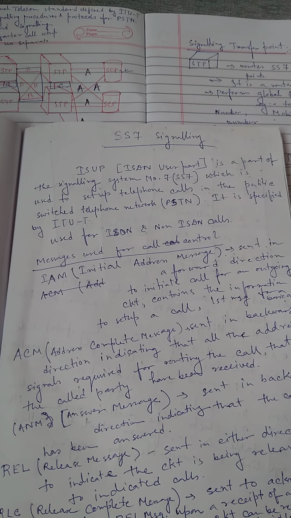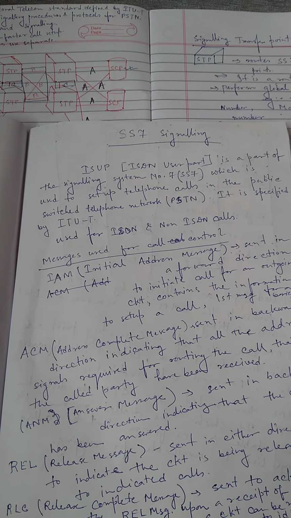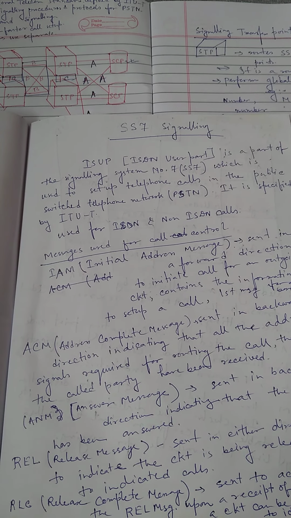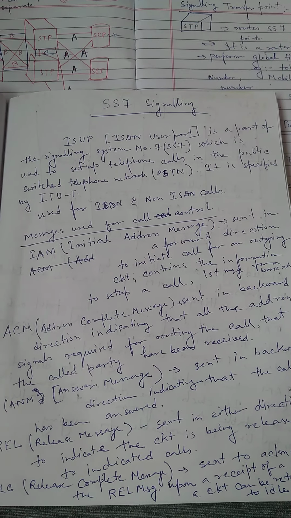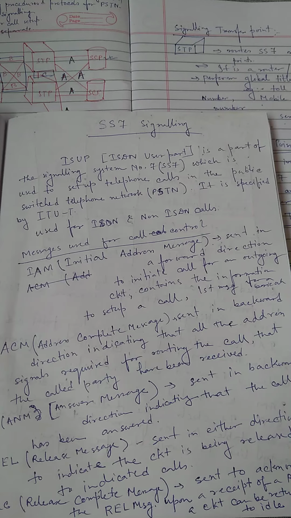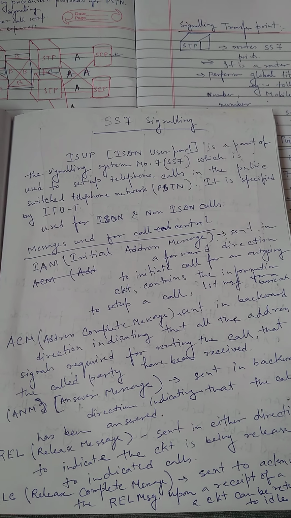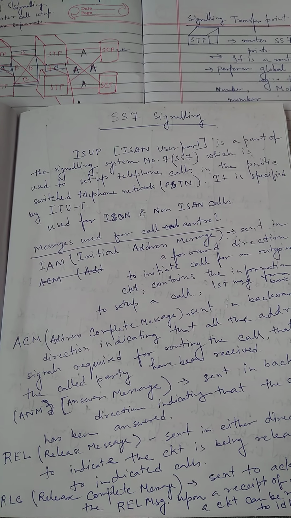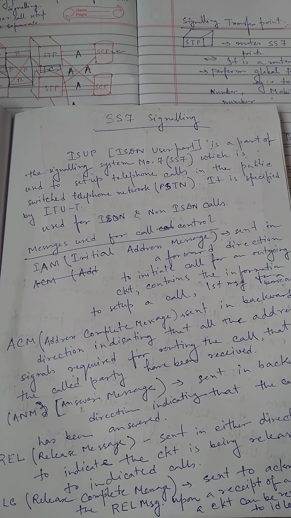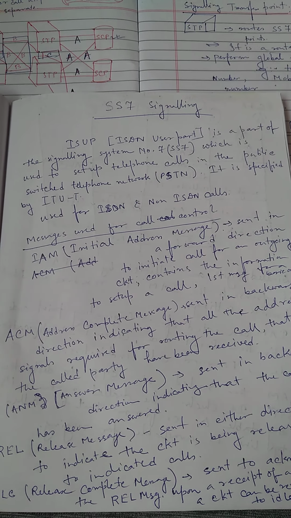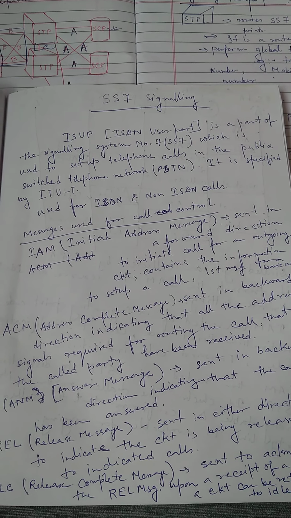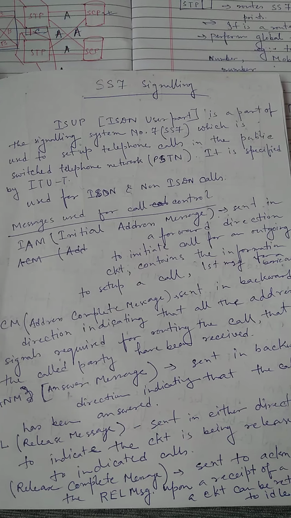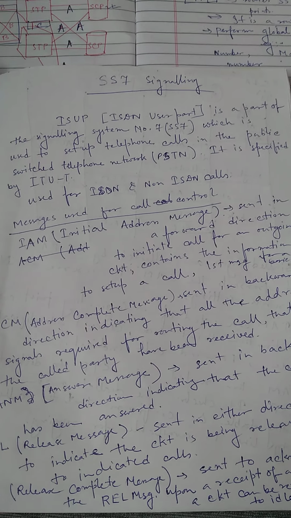Today's topic will be SS7 signaling. I hope you all are doing well and you have gone through my previous topic which I have already shared in Google Classroom, that is ISDN, BISDN, in-channel, common channel signaling, etc. So before starting this SS7 signaling, I would like to share a previous topic which will be connected to SS7 actually. That is ISUP call setup.